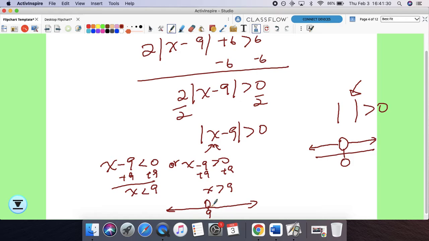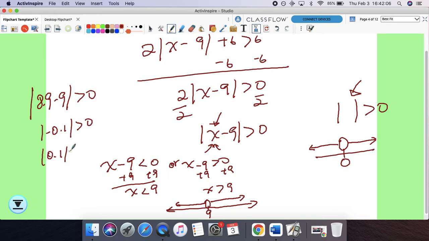Now, let's put 9.1. 9.1 minus 9 is 0.1. And the absolute value of 0.1 is 0.1. Is that greater than 0? It is. So if I pick any number above 9 and replace that x with that number, that's going to be true. And likewise, if I pick any number less than 9, it's going to work. So let's try 8.9. 8.9 minus 9 gives me negative 0.1. Absolute value of negative 0.1 is 0.1. Is that greater than 0? Yes, it is.